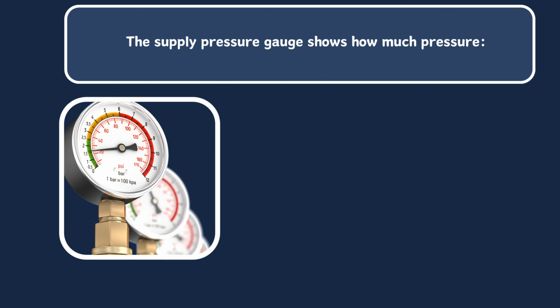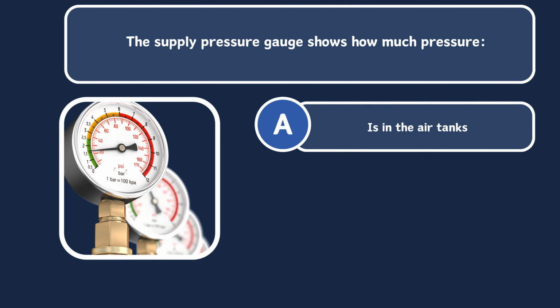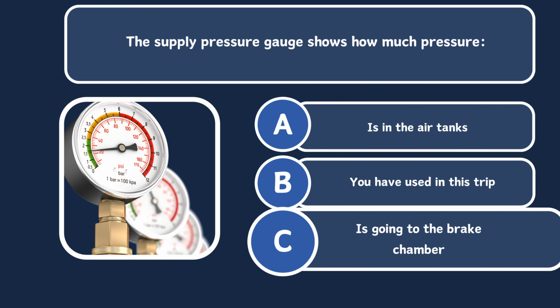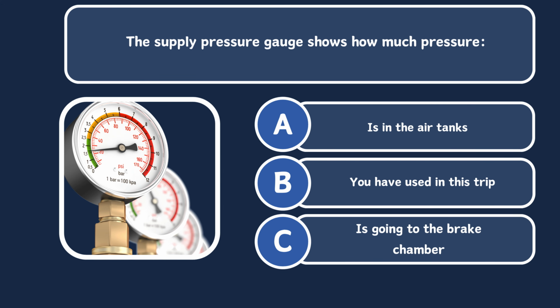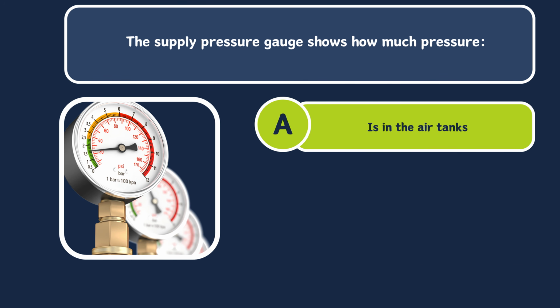Question 31. The supply pressure gauge shows how much pressure A, is in the air tanks, B, you have used in this trip, C, is going to the brake chamber. Correct answer is A, is in the air tanks.